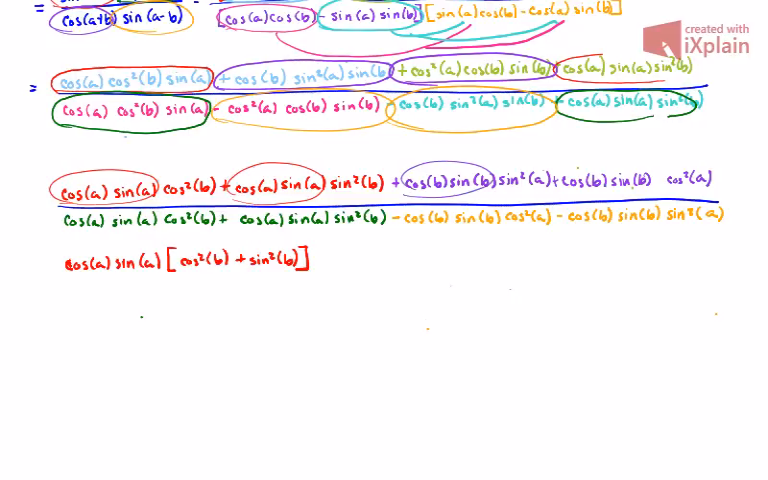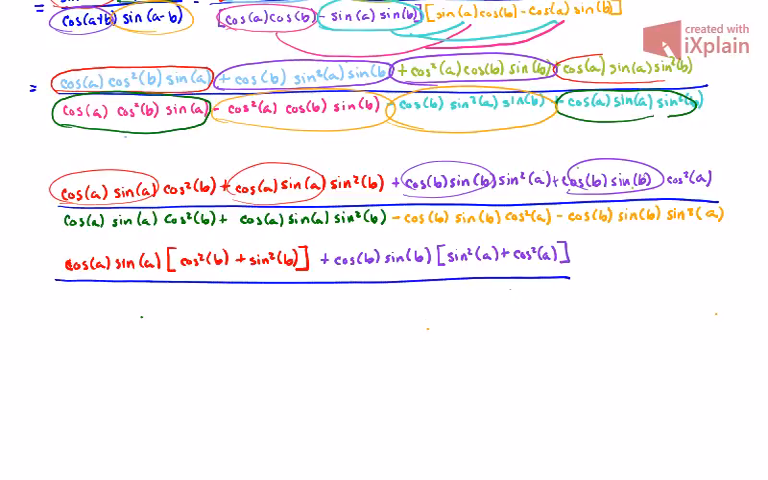I'm also going to do the same thing here. So I have plus cosine of B, sine of B, and what I have left over is sine squared of A plus cosine squared of A, all over. Again, we can factor this out, so we have cosine of A, sine of A, with a cosine squared of B plus the sine squared of B.